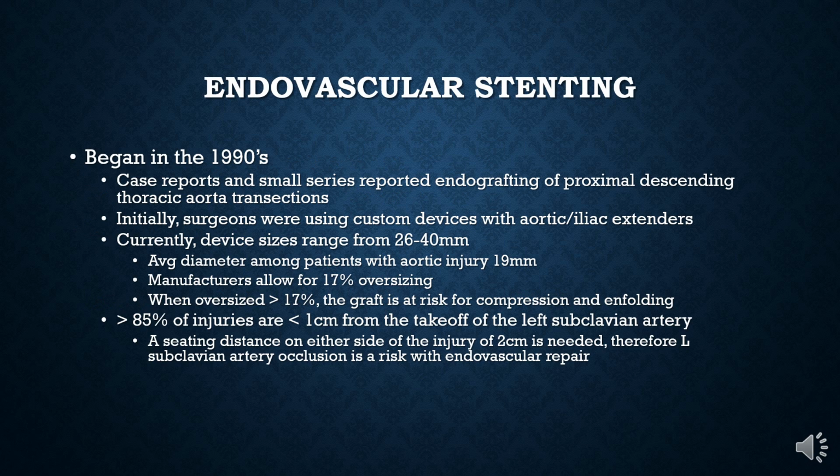Endovascular stenting began in the 1990s. Case reports and small series reported endografting of proximal descending thoracic aortic transections. Initially, surgeons were using custom devices with aortic extenders. Currently, device sizes range from 26 to 40 millimeters. The average aortic diameter among patients with aortic injury is 19 millimeters. Manufacturers allow 17% oversizing. When oversized more than 17%, the graft is at risk of compression and infolding.